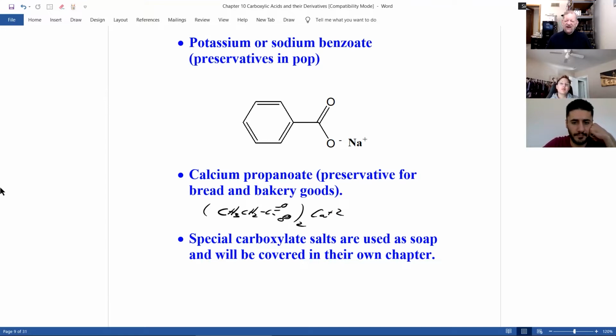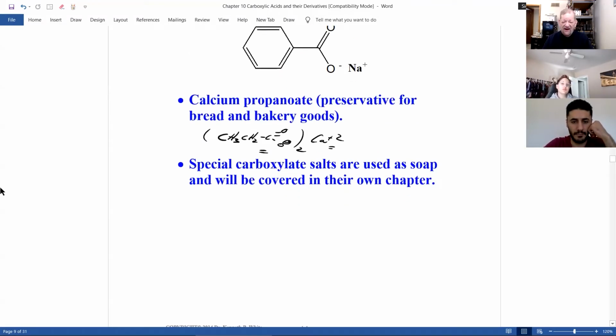This carboxylate anion, you need 2 of these because this is a +2 cation. All molecules have a net zero charge. And that is used as a preservative to keep bread from going moldy. Now, how it does that, I have no idea. I'm an organic chemist. It's not an area I studied, but I know how to make that stuff.